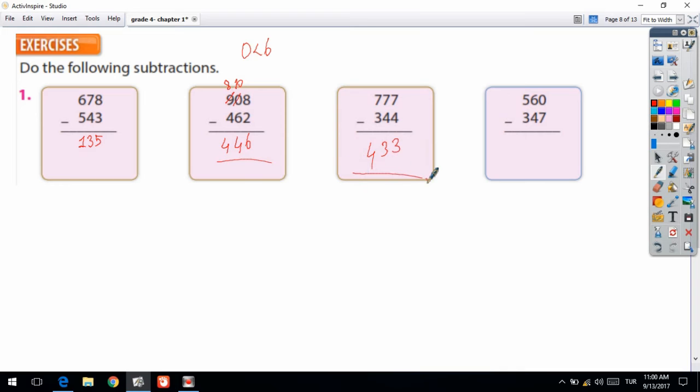Next question, again, 7 minus 4 is 3, 7 minus 4 is 3, 7 minus 3 is 4. Is this question right? Yep. 433, we have found it.